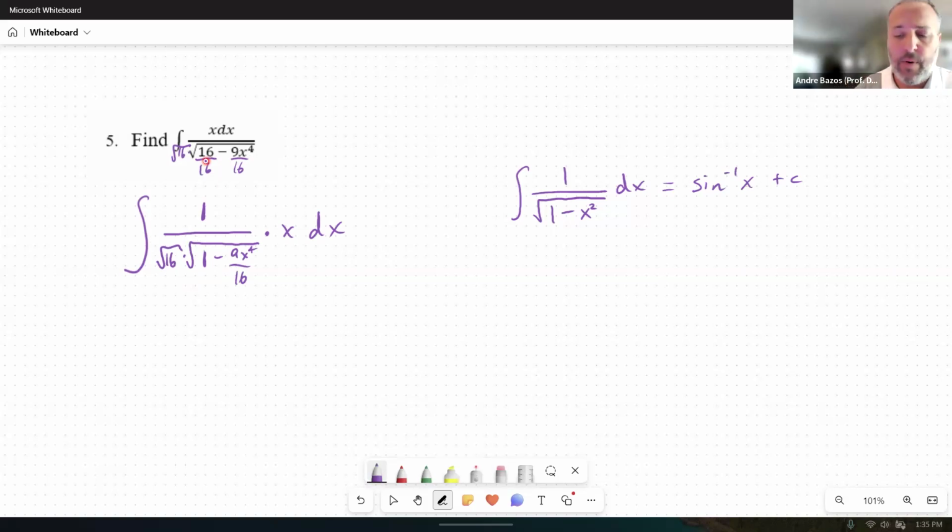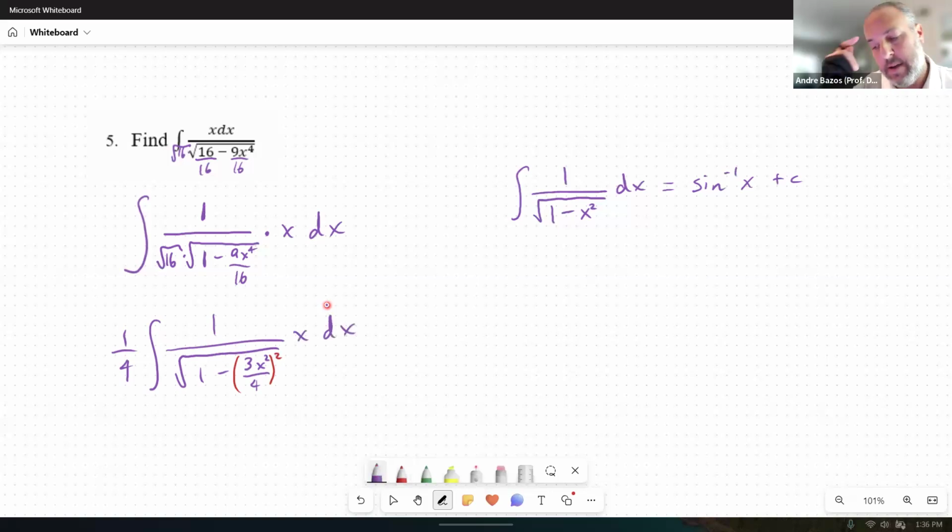So, and that is 4 on the outside right here. So this is 1/4, so I can bring the 1/4 out of that radical. And let me just rearrange this a little bit more so we can see minus 3x squared all over 4, all squared, all being squared. And then we have the x dx there. That hopefully will go away with something else.